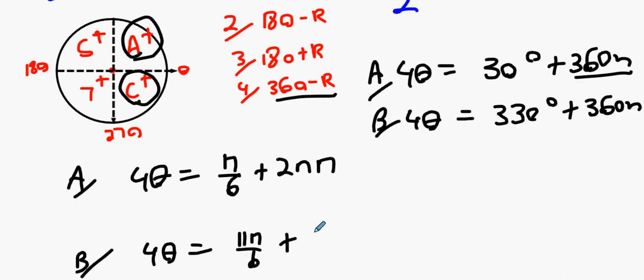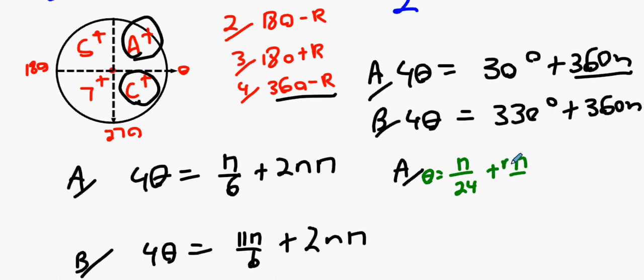And 2n pi. Now we're not done, we've got to divide them both by 4, don't we? So we divide them both by 4. Pi over 24, yeah. Oh, sorry, theta equals pi over 24 and n pi over 2, because you're dividing that by 4, and 2 over 4 is a half.